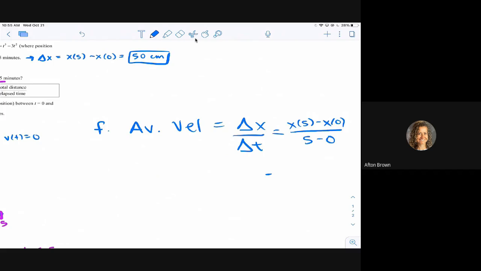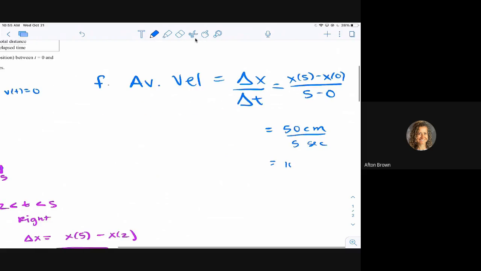From part A, you already found the change in position was 50 centimeters. So you traveled 50 centimeters over 5 seconds. It makes sense that the average velocity is 10 centimeters per second. So that's average velocity.